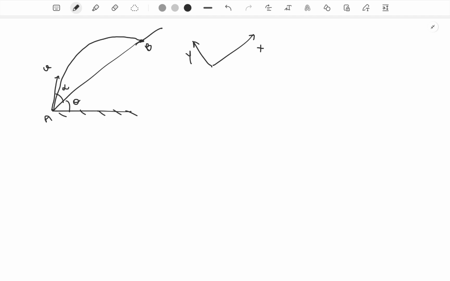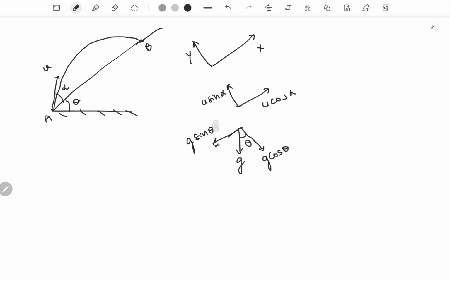I'll tell you the reason why I made this choice of axis. Once we imagine the axes, let us resolve the vectors that we have into components parallel to those axes. First, u was making an angle alpha, so its components are u cos alpha parallel to the x-axis and u sin alpha parallel to the y-axis. And acceleration would be downwards, that is g, so it makes an angle theta with the vertical. The component parallel to the y-axis would be g cos theta, and parallel to the x-axis would be g sin theta.